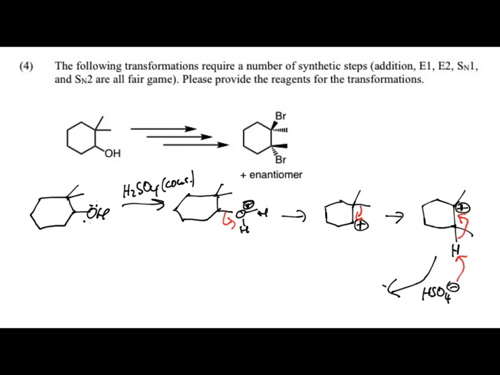Why did you choose H2SO4 to begin with instead of hydrogen bromide? That's a very good question. If you picked HBr, Br minus is a pretty good nucleophile. So then what's going to happen with Br minus is you're going to get some addition of the Br minus to go here.